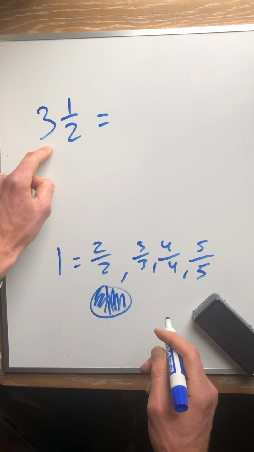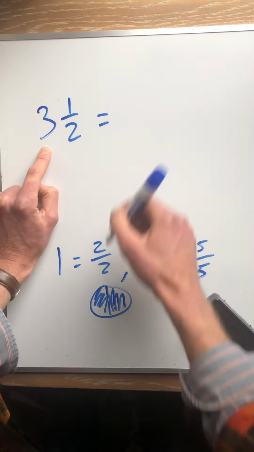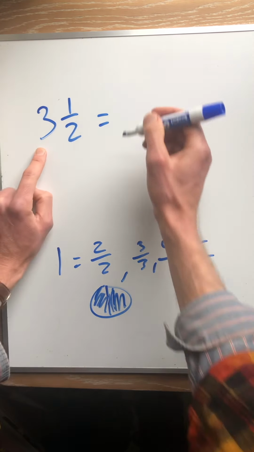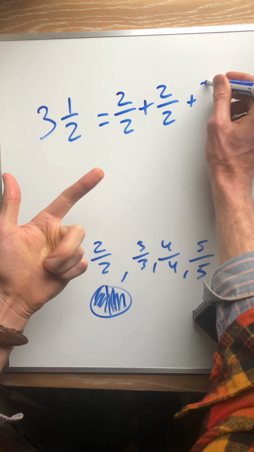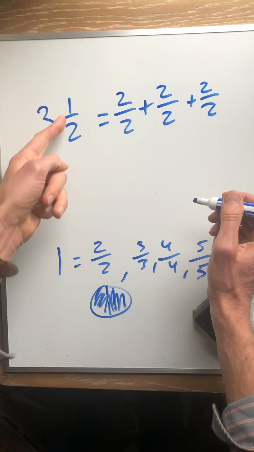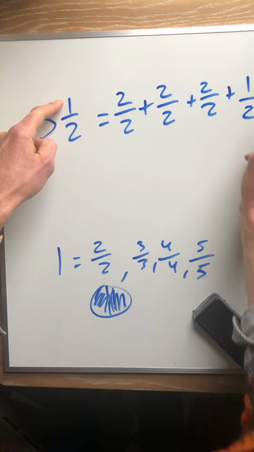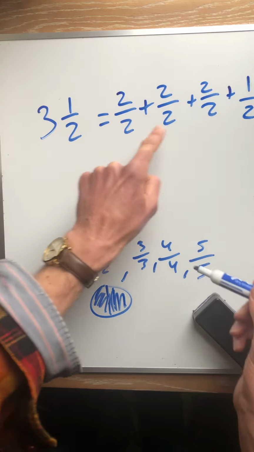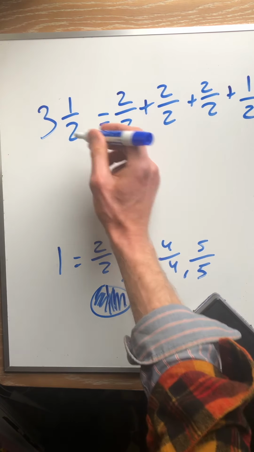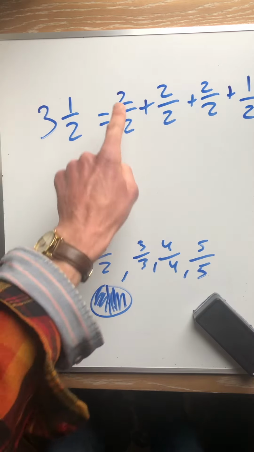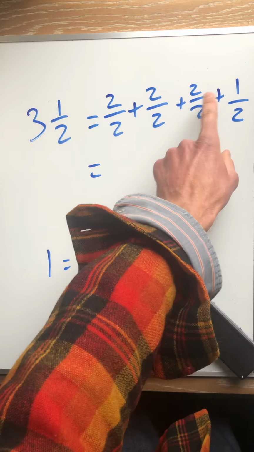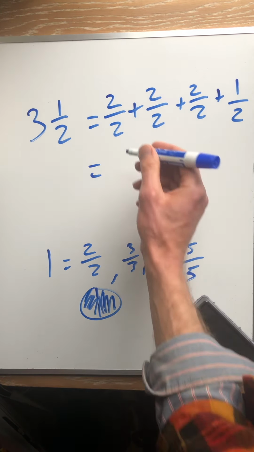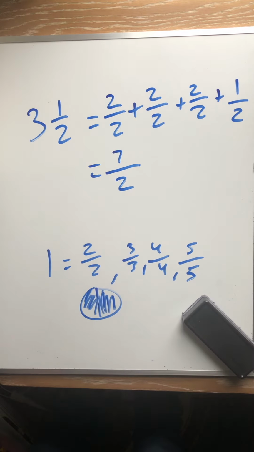Okay, so how many wholes do we have? We have 3 of them. So we're going to write a 2 halves for each whole because 1 is 2 halves. So you've got a 2 halves plus 2 halves plus 2 halves plus 1 half. Okay, so we've got 1 whole, 2 wholes, 3 wholes, and a half. So 3 1/2 equals, now just add these up. Well, let's see, 2 plus 2 is 4. 4 plus 2 is 6. 6 plus 1 is 7. So 3 1/2 is 7 halves.